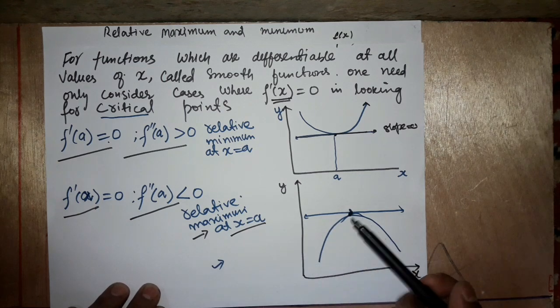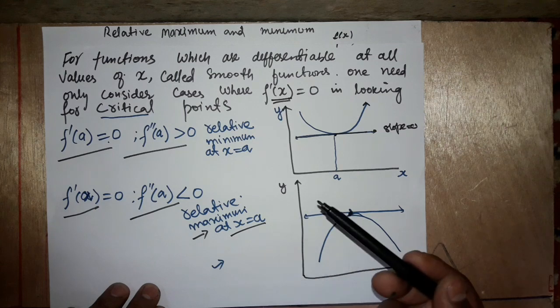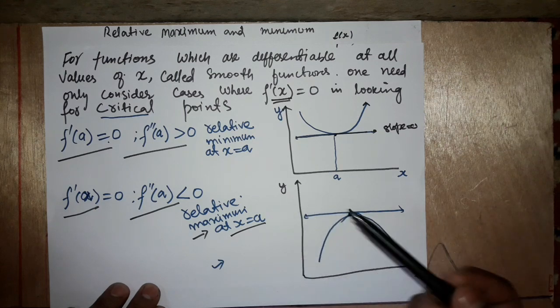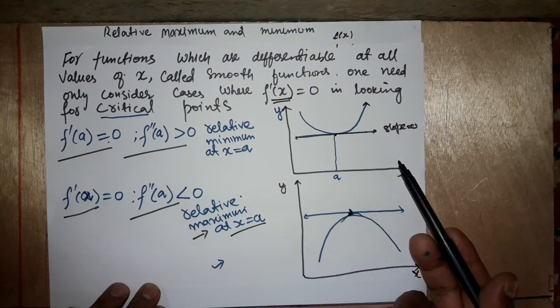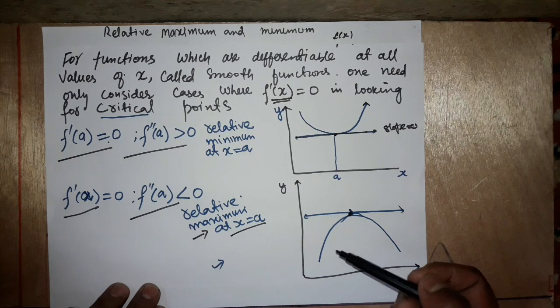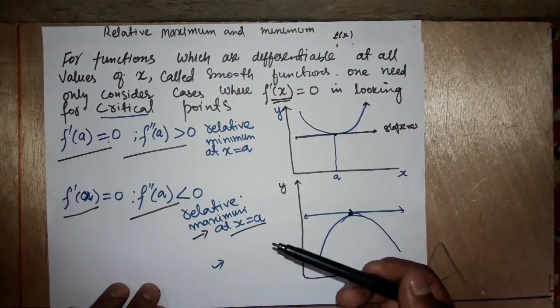Now the implication of the second derivative: the applications are in finding the minimum average variable cost or minimum marginal cost. We use the second derivative, or in profit maximization or cost minimization, we make use of the second derivatives.